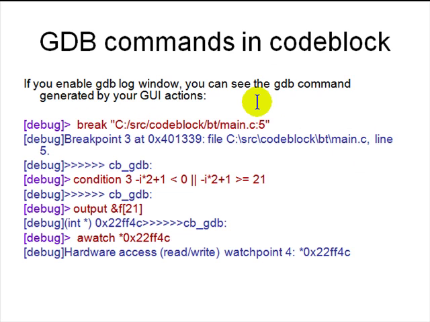The second thing is that Code::Blocks actually calls into GDB commands. If you enable the GDB log window, you can see the GDB commands generated by your GUI actions. So a breakpoint is one, then a condition is set like this, and you want to print the output of this thing, and then you're adding a hardware access read/write breakpoint, which is called a watch.